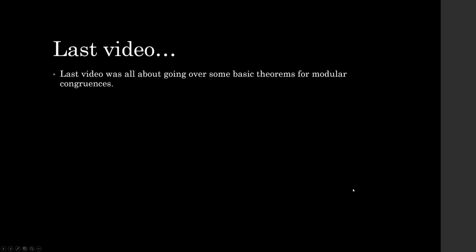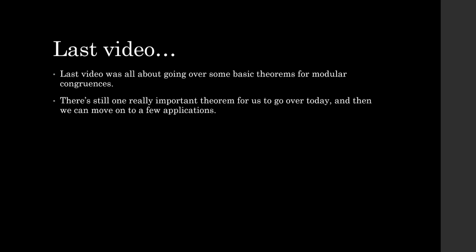Alright, so in the same spirit as last video, we're still going to be looking at just one more theorem, not the same amount of theorems we had last time. Last time we went over Fermat, Euler, and Wilson, and these are just basic theorems for modular congruences. Well, maybe the first time you see them, they don't seem so basic. In this video, there's only one really important theorem for us to go over today, and then in the next one, we might actually be able to move on to RSA.